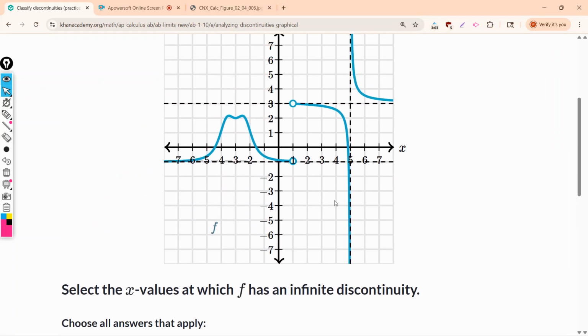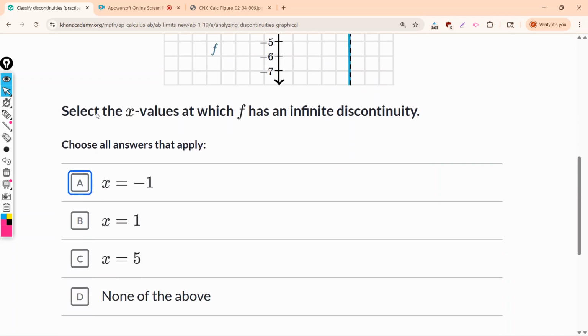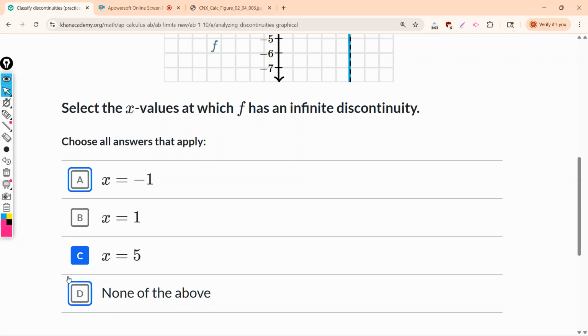And no, I'm sorry, I did not mean -5. There's a dash there, so I thought it was negative. This is +5. Correction, +5. So only answer C.